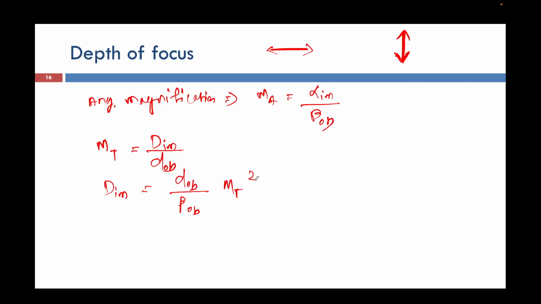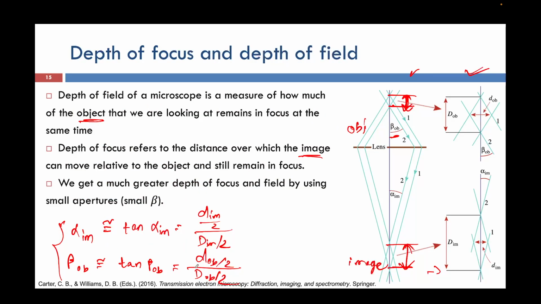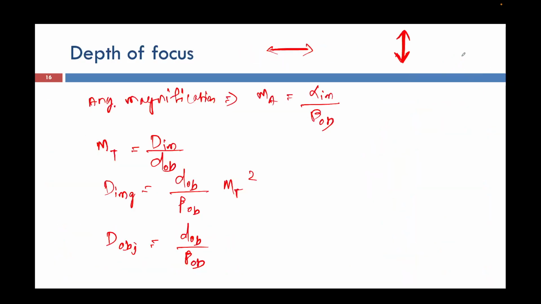And if I am talking about depth of field, then field is always related to the object. Here image, field, this is d_ob by beta_ob. These are some of the formulas that you can derive from this geometry. If you take this geometry, then you will be able to derive them.